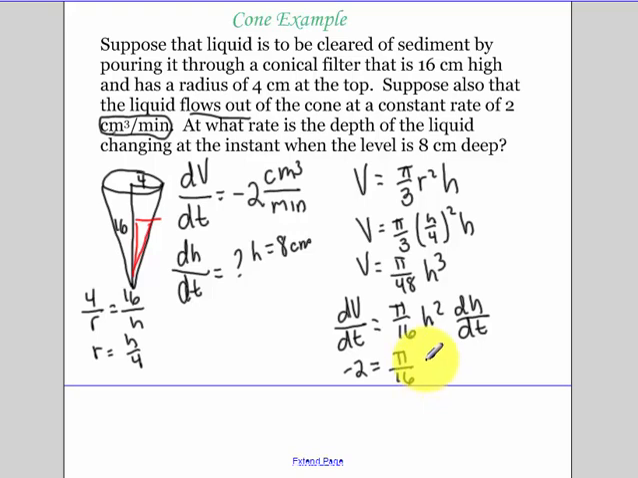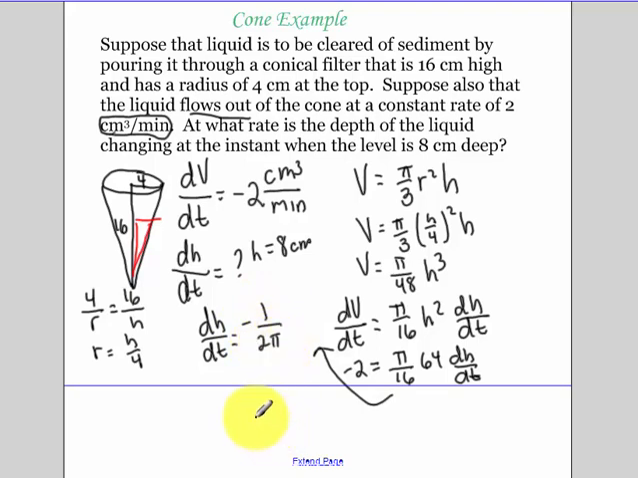Anywho. h, our height, is at this instant. I can plug these in now that I've taken the derivative. h is the instant, h squared is 64, times dh/dt. So solving for dh/dt, what do we get here? I solve and I get -1 over 2 pi.